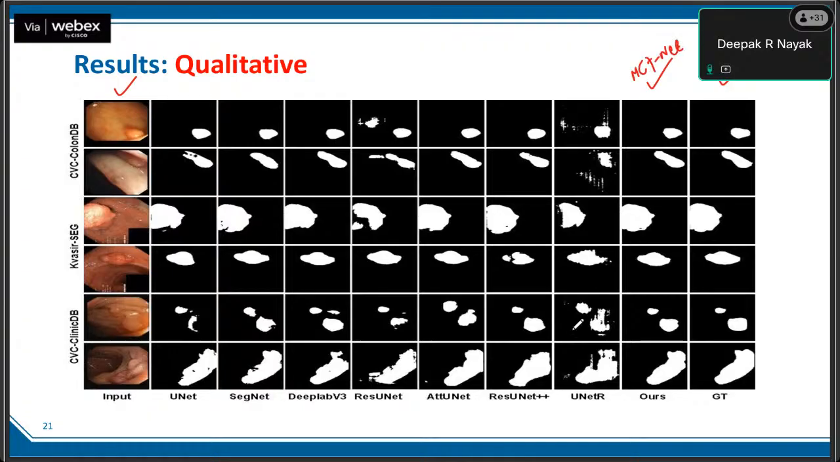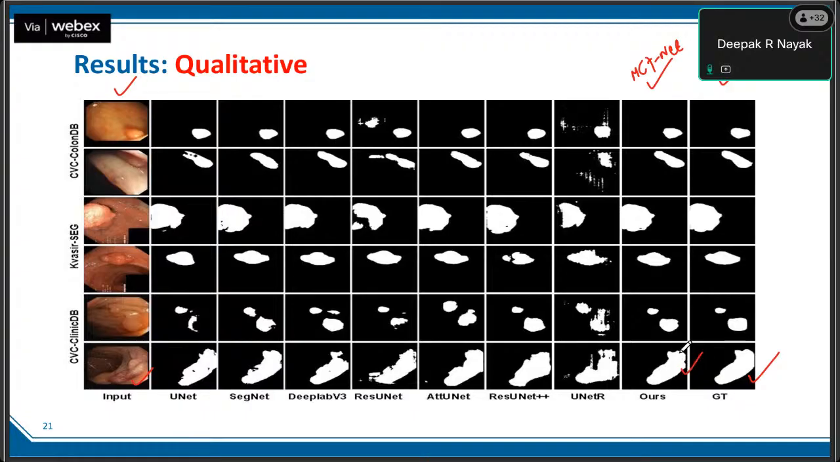So now you can consider any case. You can consider, let's say, the last case, a sample from the CVC clinic DB dataset. You can see the ground truth. You can first look at the input image, then look at the ground truth provided by the clinicians, and then look at the output of our approach, and then you compare with the output of the other approach. Right. So our model is almost accurate, you can say.